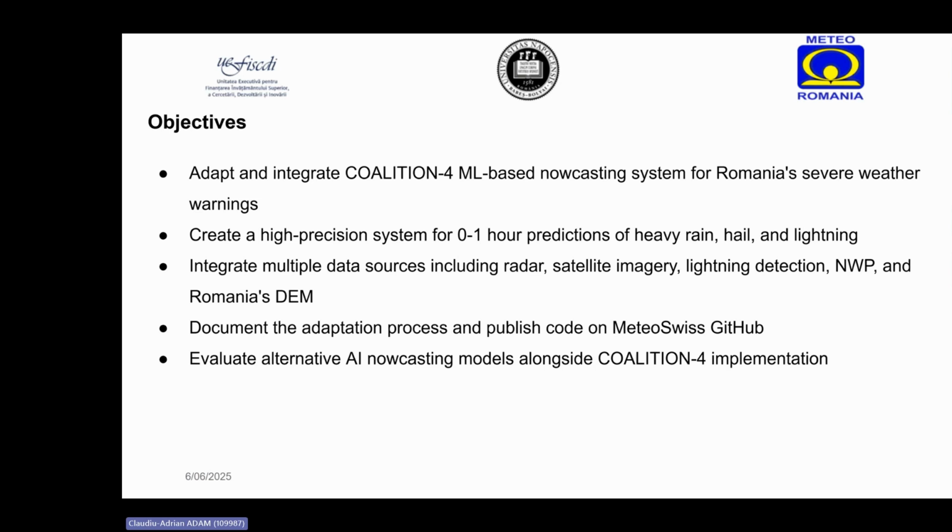And yeah, we'll try to do this for the Romanian case. We'll try to create a high precision system for 0 to 1 hour predictions of heavy rain, hail, and lightning. As for the data sources, we'll integrate radar, satellite, lightning, numerical weather prediction, and digital elevation model, all for Romania's case.